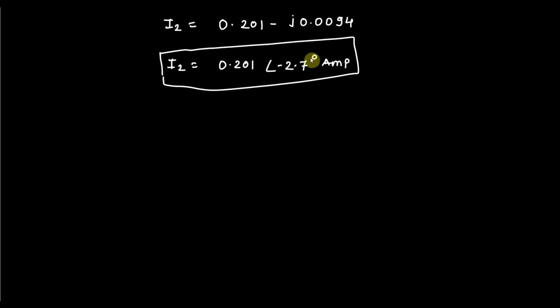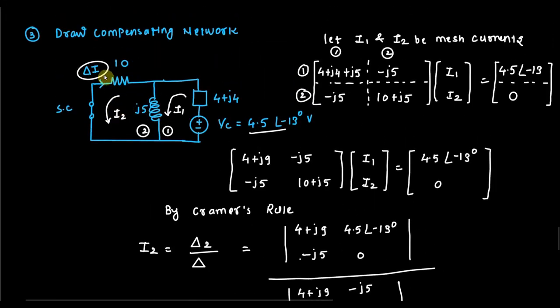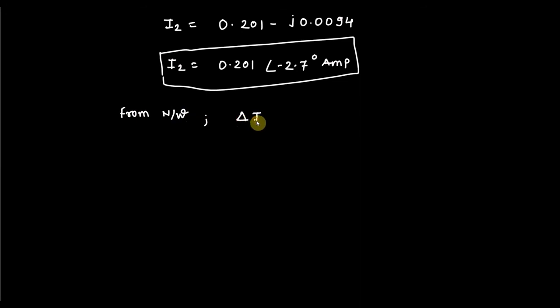But we are not interested in the value of I2. We are interested in the value of delta I. So if you see the network, what is the relation between I2 and delta I? Both are flowing in reverse direction. You can see that delta I is in clockwise direction and I2 is in anti-clockwise. So we conclude from the diagram, from the network, that delta I is equal to minus I2. So now delta I comes to be minus 0.201 at an angle minus 2.7 degrees ampere.